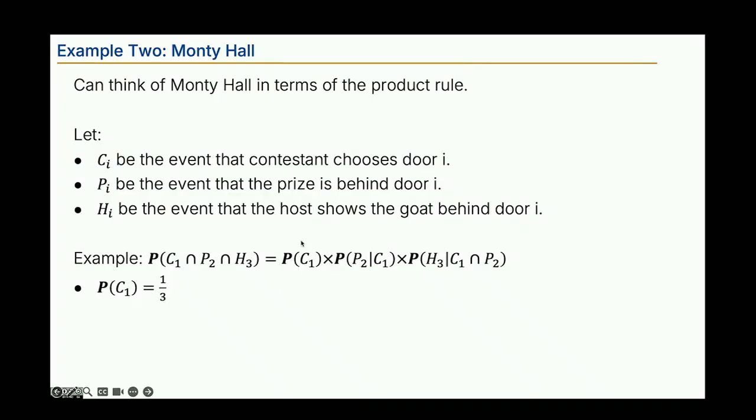What's the probability that I choose door 1 randomly? 1/3. What's the probability that the prize is behind door 2, given that I picked door 1? What do you think? A little tricky.